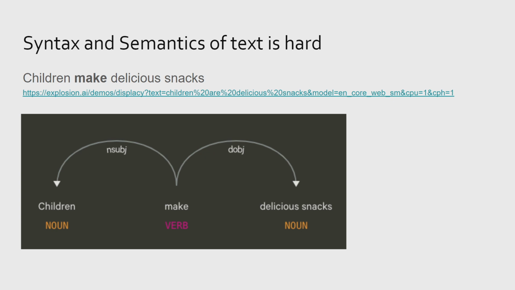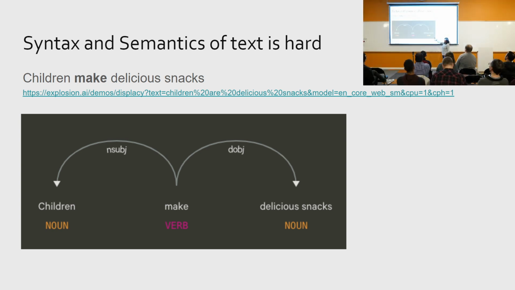Children make delicious snacks. Are you eating children, or are the kids making some snacks? This is taken from a tagger called spaCy, and here's what it has derived the links between delicious snacks and children to be. Make, the subject of make over here is the children, and the object is delicious. So it's still kind of ambiguous as to what is happening here. Are the children making the snacks, or are the children the snacks?